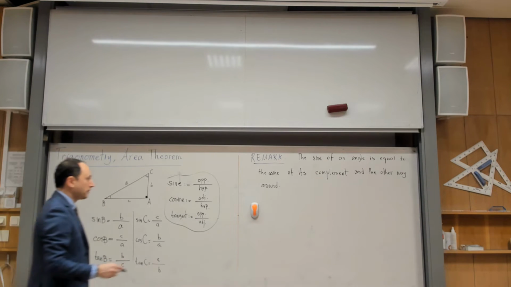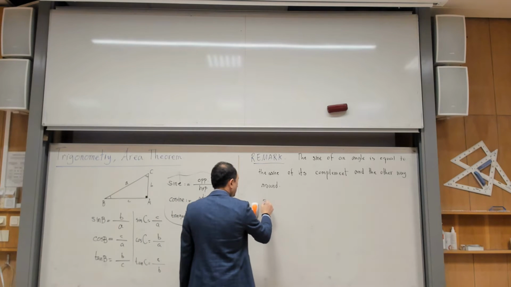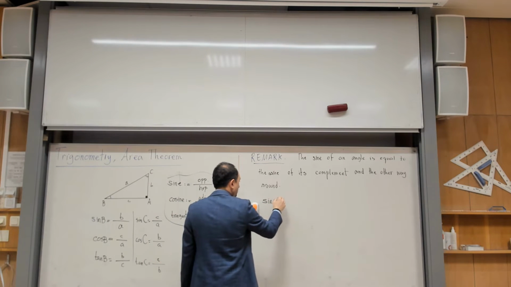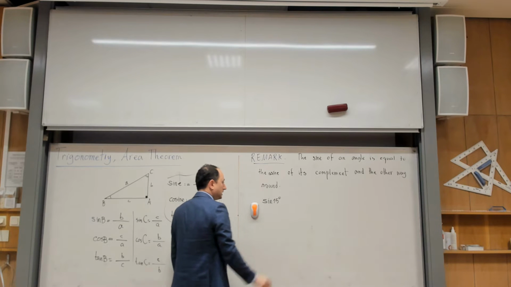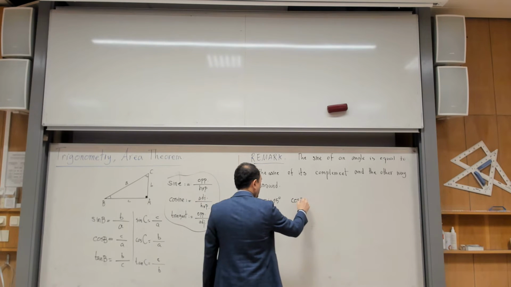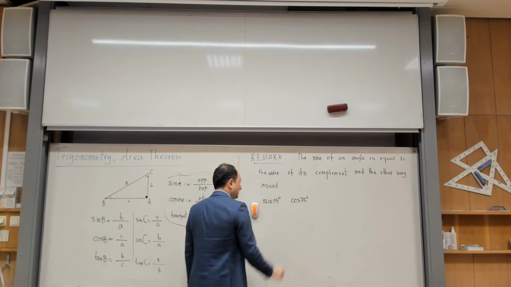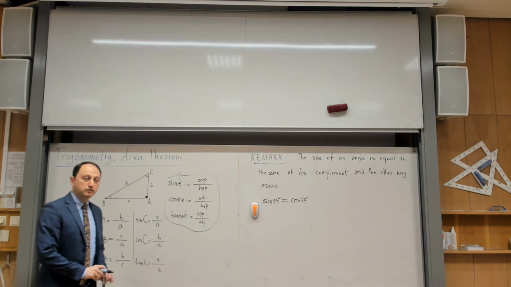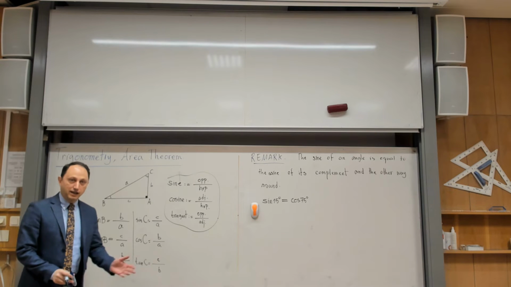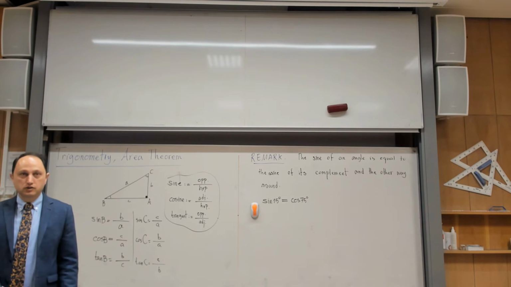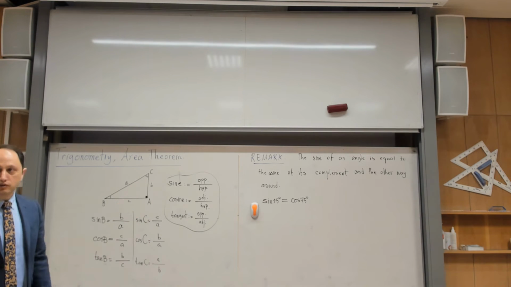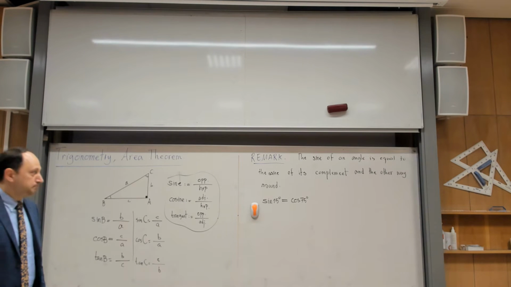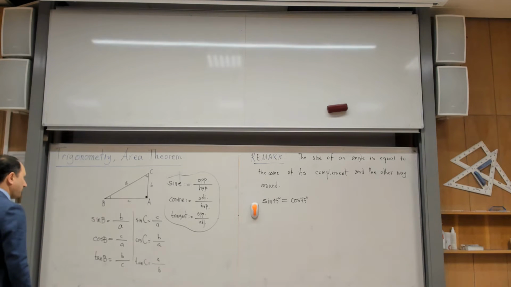So for example, if I ask you, do you know sine 15? I don't have it in my memory, sine of 15. And I don't know cosine of 75 either. But what I know is that these two numbers are exactly equal. Because 15 and 75 add up to 90, they are complements. So sine of one of them is equal to the cosine of the other one, and vice versa. So that is some pattern that you can see from here.